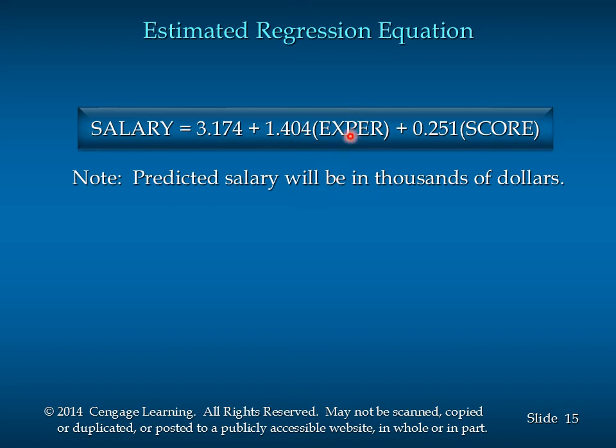You can say, hey, I've got 10 years of experience, I scored an 85 on the aptitude test. Somebody run that. Actually, you can run this. Let's use 10 years of experience and you got 100 on the score. What would your expected salary be in this equation here based upon the sampling?